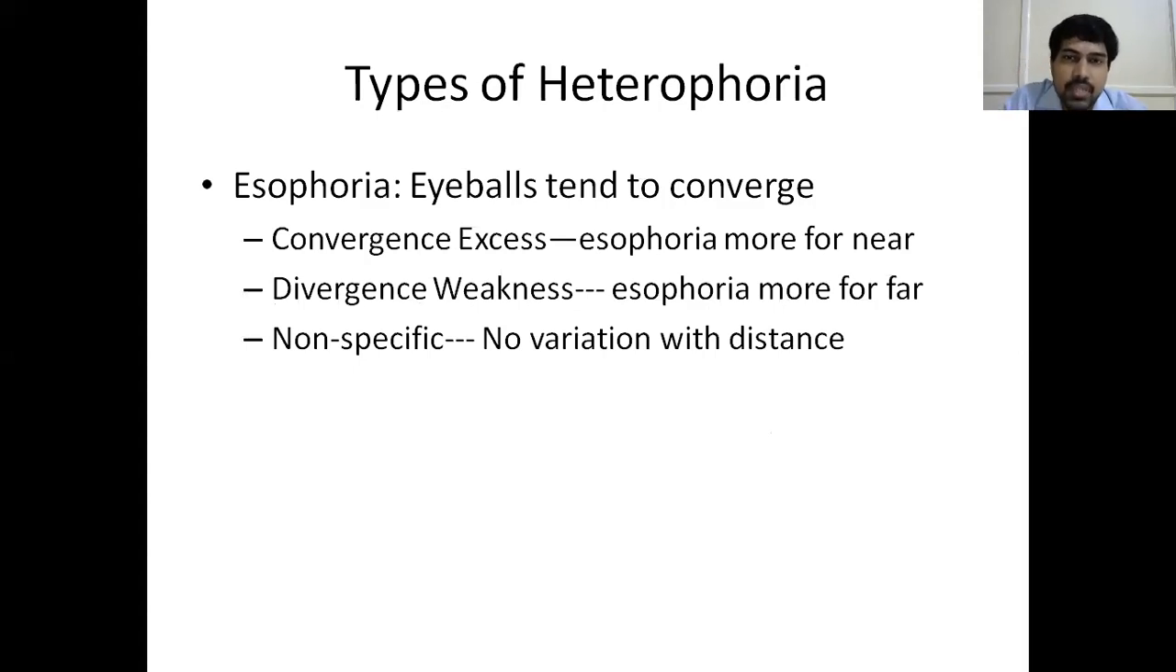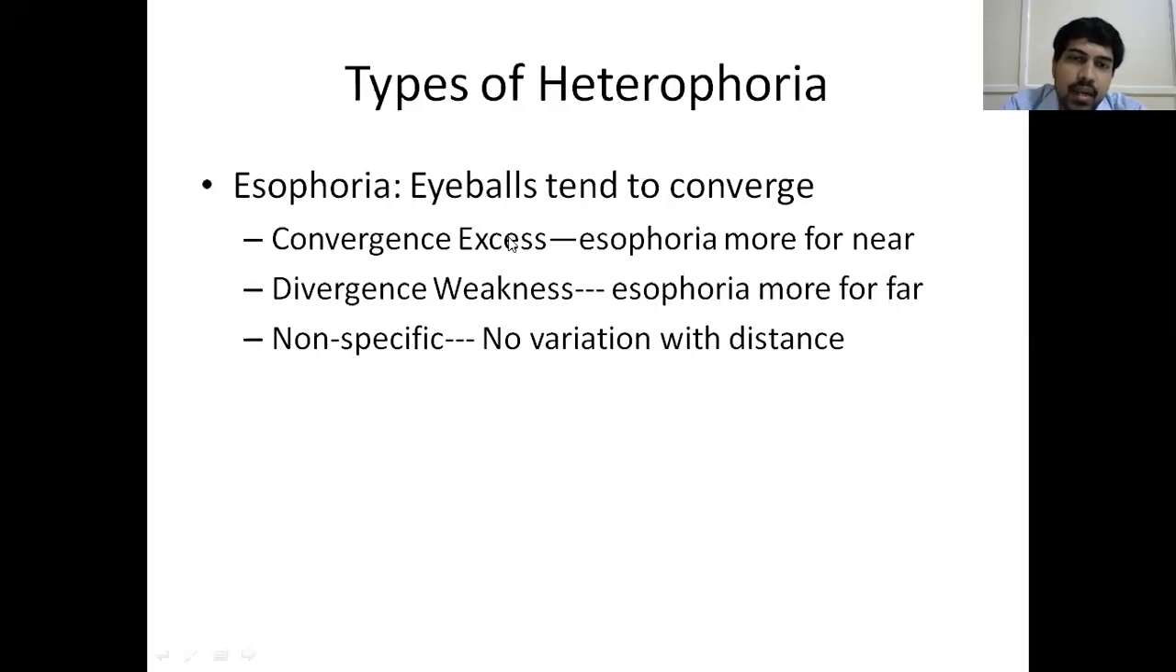Now, what are the types? It could be convergence excess. See, if the medial rectus is working more, there is a phenomenon called accommodation. In accommodation, both the eyeballs tend to converge. Suppose you are reading a book. When you are reading a book, you need to use your accommodation reflex. In accommodation reflex, what happens? There is constriction of the pupil, increase in the anterior curvature of the lens, and there is also convergence of both the eyeballs. So if the medial rectus is working more and there is excess of convergence, esophoria is more for near.